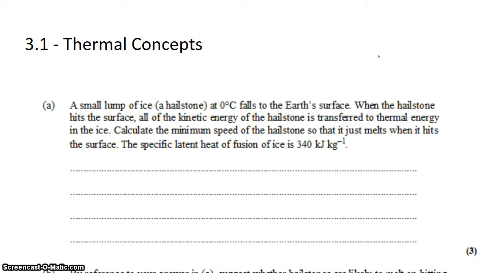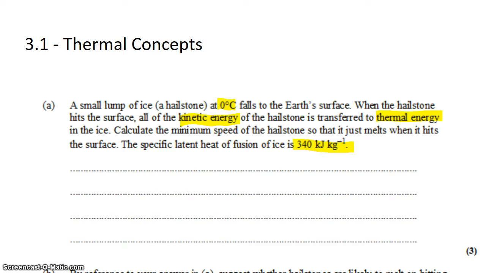We're looking at an IB question about ice melting. We have a small lump of ice at 0 degrees Celsius falling to the Earth's surface. When the hailstone hits the surface, all of the kinetic energy in the hailstone is transferred to thermal energy in the ice. Calculate the minimum speed of the hailstone so that it just melts when it hits the surface. Specific latent heat of fusion for ice is 340 kilojoules per kilogram.